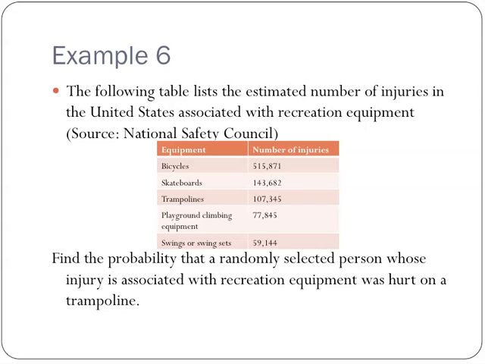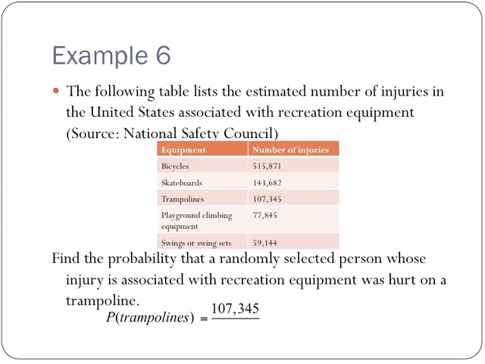All right, so in this example, find the probability that a randomly selected person whose injury is associated with recreation equipment was hurt on a trampoline. So we're trying to determine, out of all these different injuries from all these different equipment, what's the probability that if you randomly selected someone, that their injury had to do with being hurt on a trampoline? So we need to find two things. We need to find, well, how many injuries were associated with a trampoline, and how many injuries were there altogether.